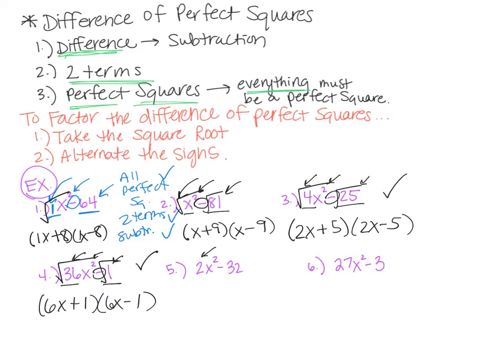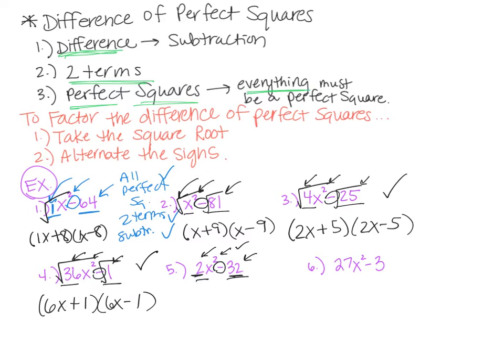Ooh, 2. That is not a perfect square. X squared is, okay, 32. Ooh, it's not a perfect square. So you're like, well, why would she put this in there? There's two terms, and I'm subtracting, but this 2 and this 32 are not perfect.